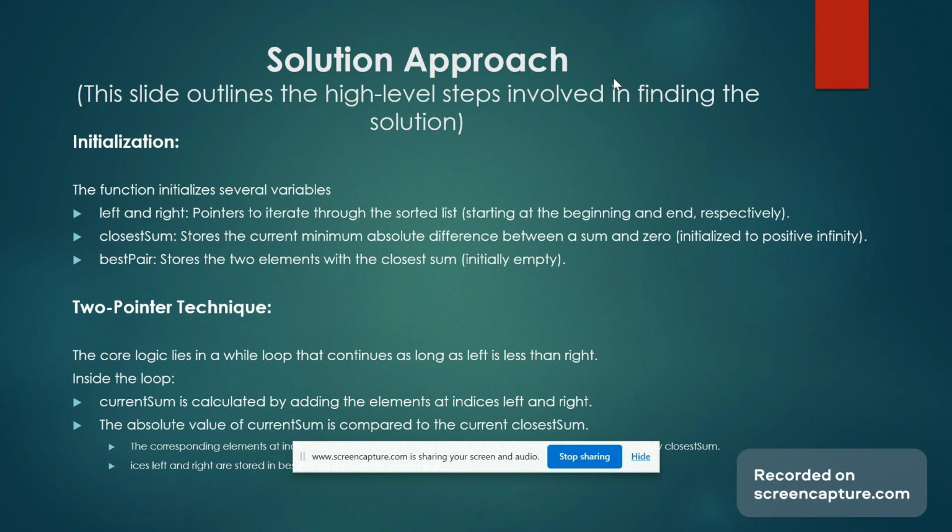Further, we also use a two pointer technique, wherein the core logic lies in a while loop that continues as long as left is less than right. Inside the loop, the current sum is calculated by adding the elements at the indices left and right, and the absolute value of the current sum is compared to the closest sum, and the corresponding elements at indices left and right are stored in best pair as the current closest pair.